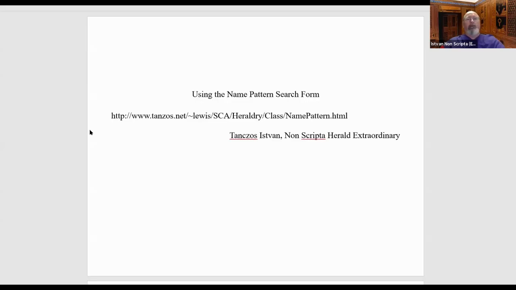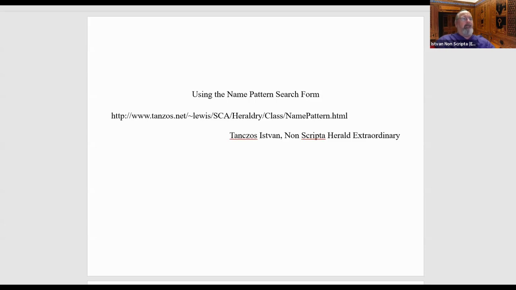So I do sort of have slides. Let me see if I can get these things up here. Do you see a nice little thing that says using the name pattern search form? Yes, okay. I was going to write an outline, the program didn't like me.